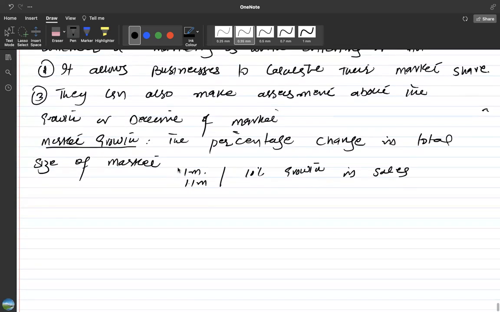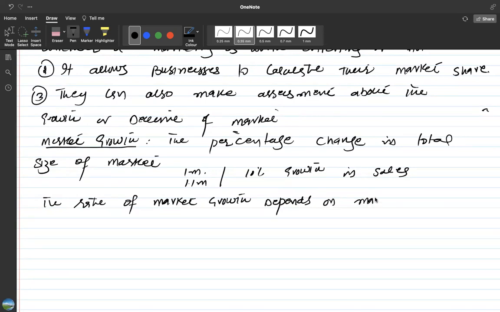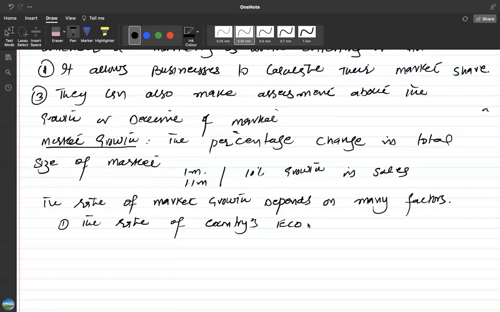The rate of market growth depends on many factors. For example, the rate of country's economic growth. If the country's economic growth is fast and positive, as a result of that, the market growth will also be high.